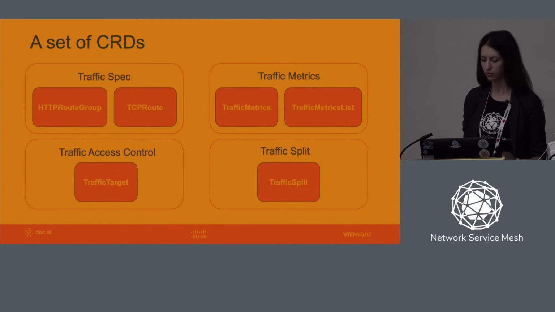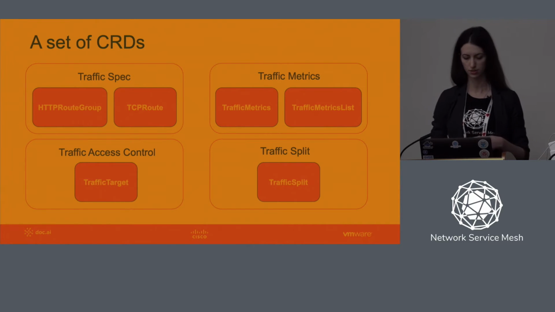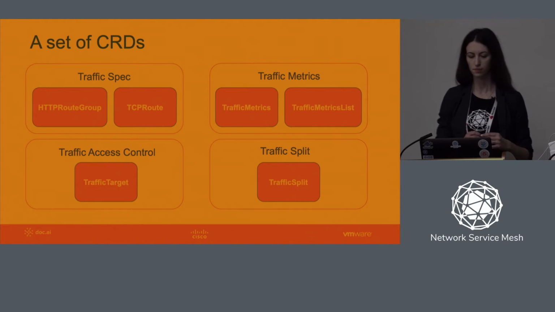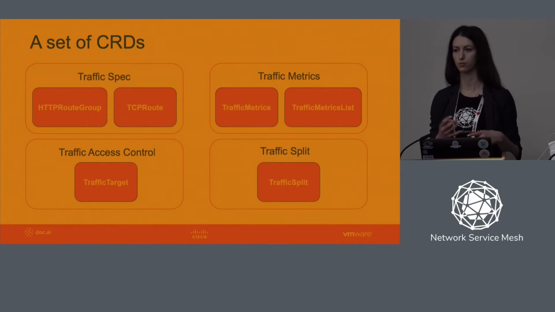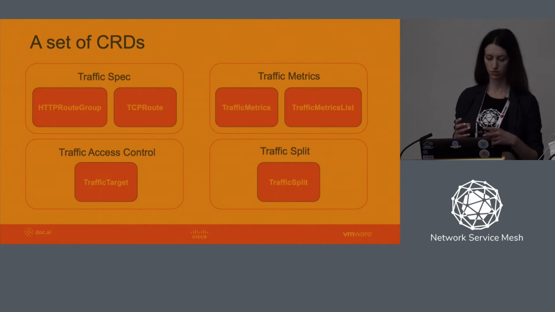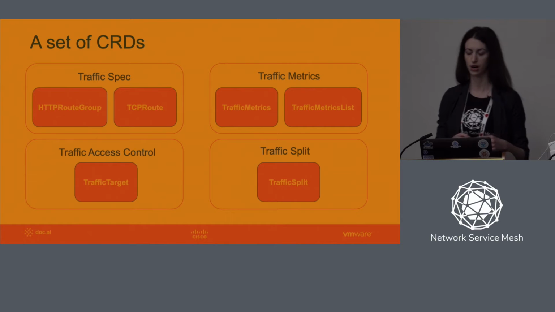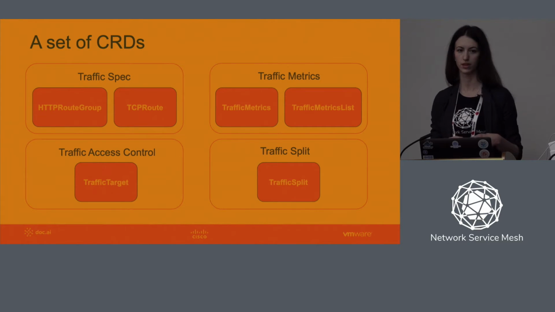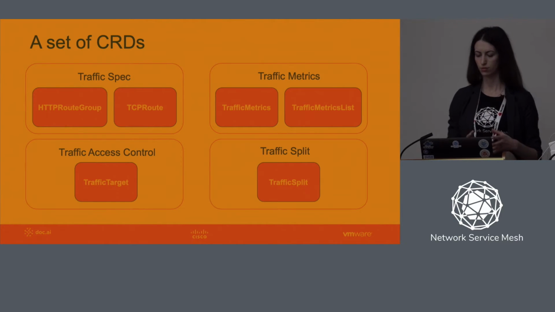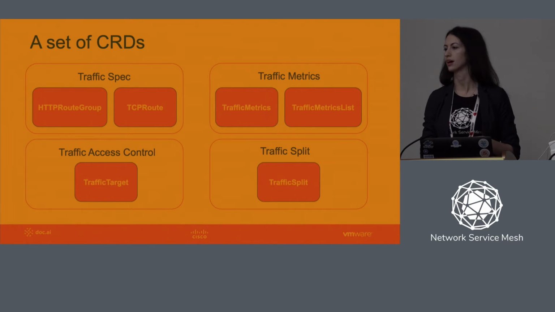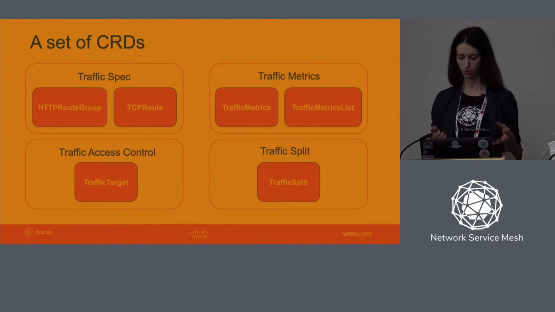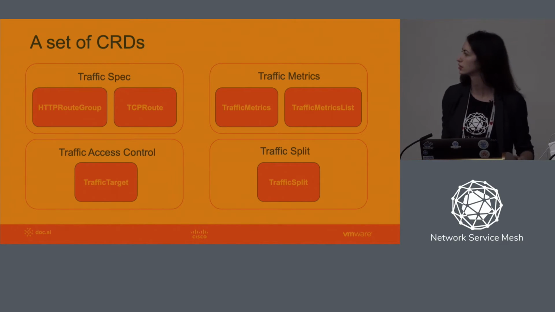SMI is specified as a collection of custom resource definitions. These are the types of specs that are available. Traffic specs define how traffic looks on a per protocol basis. It consists of these two custom resource definitions, and these resources work according to the available policies to manage traffic at a protocol level. Traffic access control is for configuring access to specific pods and routes based on the identity of a client. Traffic metrics expose common metrics for use by different tools like dashboards and autoscalers. And traffic split allows users to incrementally direct an amount of traffic. This can serve ingress controllers and service mesh sidecars and so on. And these are the custom resource definitions that are available.